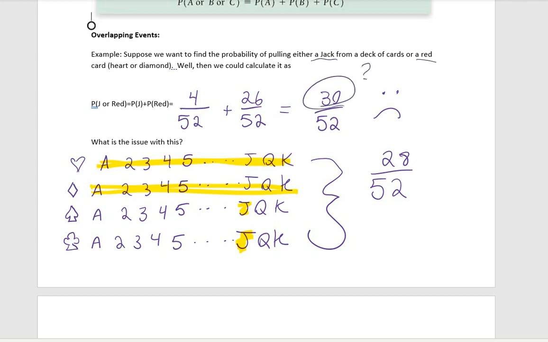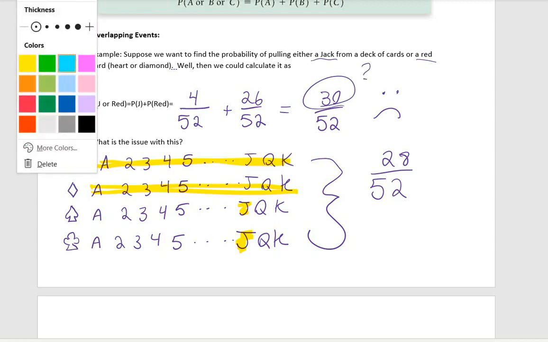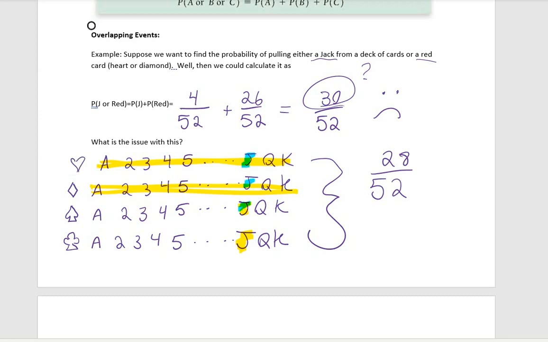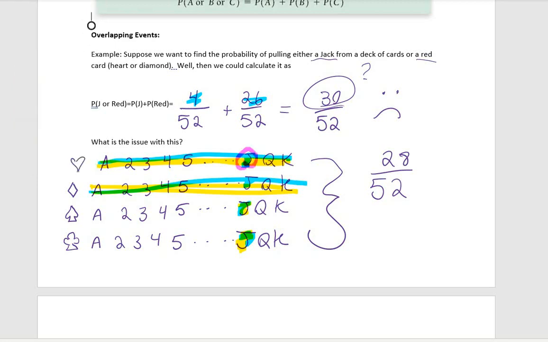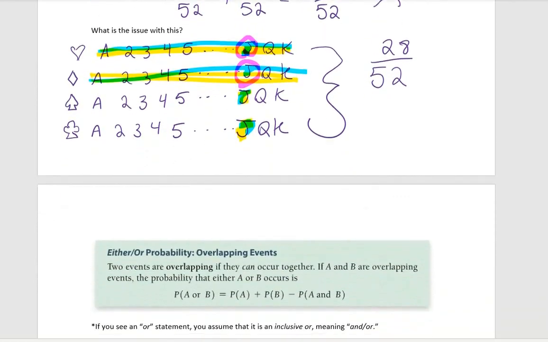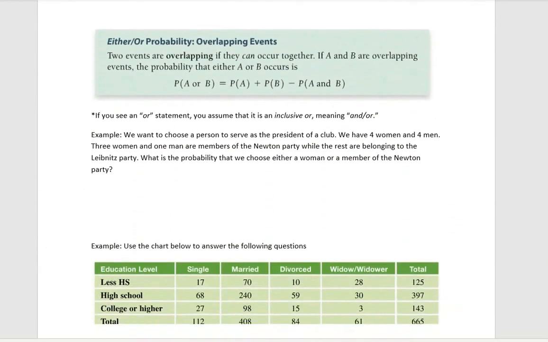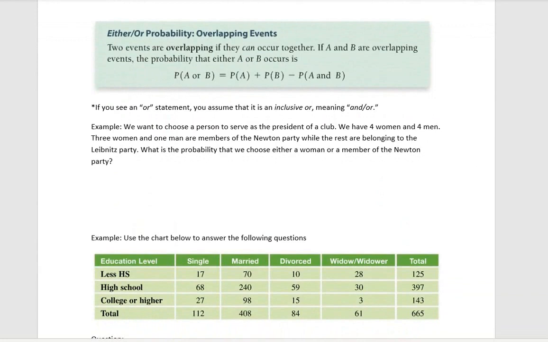So, why was this number wrong? Well, here's why. When we counted, we started off by counting the jacks. So, we had one, two, three, four jacks. And then we added to that all the red cards. So, we had 13 of these red cards and 13 of these. So if you look carefully, what you see is that we counted these jacks that are red twice. So when we do overlapping events like this, we have to count all of the probabilities of A, all the probability for B happening, but then we have to subtract the double counts that we did.